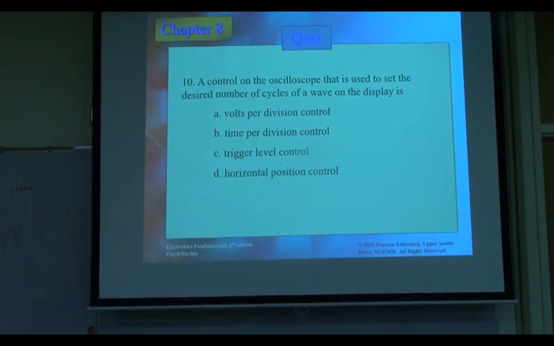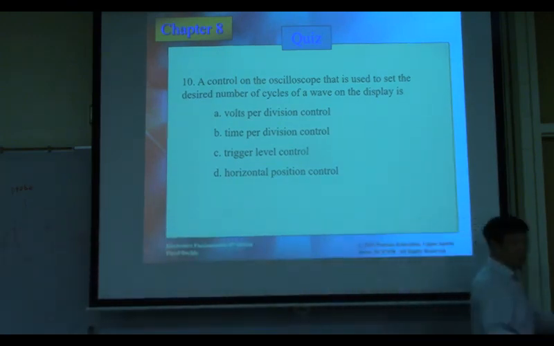Right? So now tell me which one. You want to change the desired number of cycles of the wave. For example, you can see only 1 or 2 cycles on the whole screen, or you want to see a lot of cycles, or just 1 cycle, zoomed in or zoomed out. So which one do you want to change? Time per division, right? So change the horizontal. There's a knob here. You change this one, and it will be this and this.